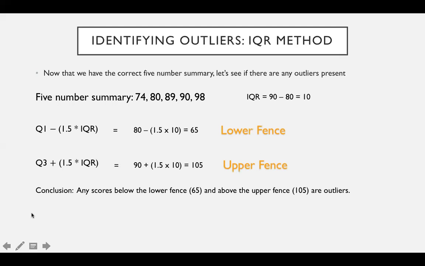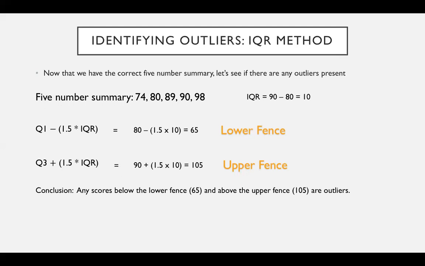So we take our formula for the lower fence and we plug in Q1 and the IQR of 10, and we get 65 as our lower fence. And then we take Q3 and plug it into the upper fence as well as the IQR, and we get 105 as our upper fence.